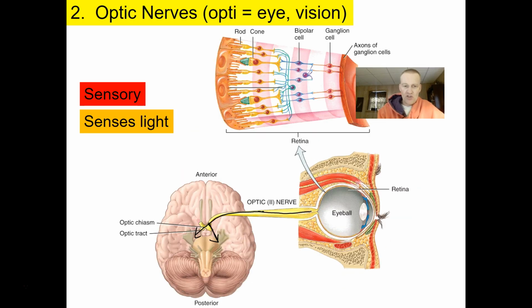Just showing you here, let me get this inked out. So there is a place where things cross, the optic chiasma, and the optic tract carries information to the occipital lobe. Well, eventually to the lateral geniculate nucleus of the thalamus, and then to the occipital lobe of the brain. That's the cerebellum, but it would go to the occipital lobe.